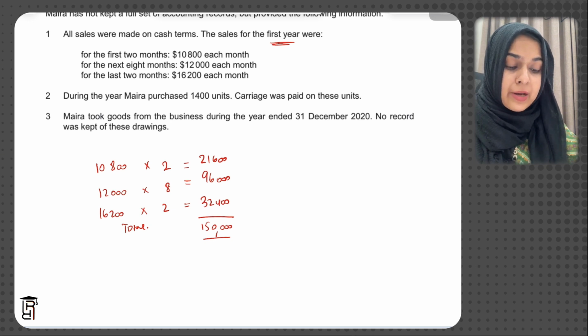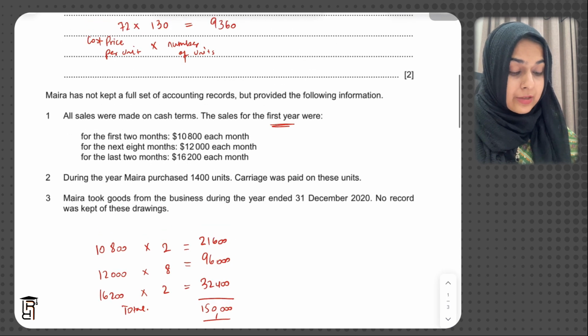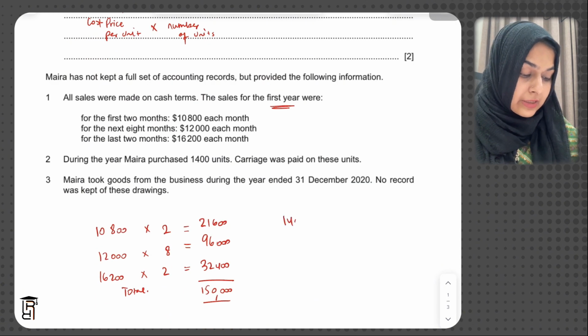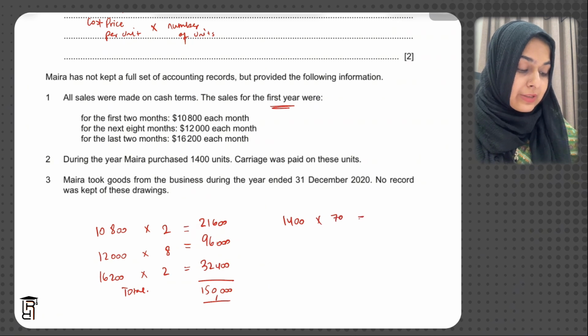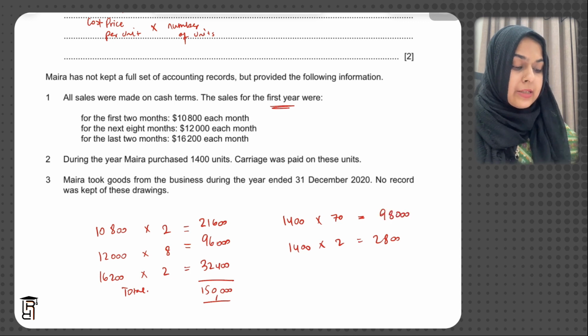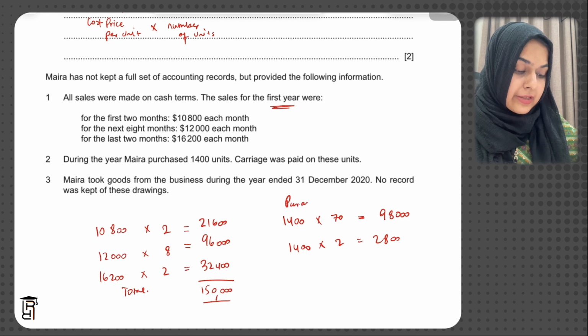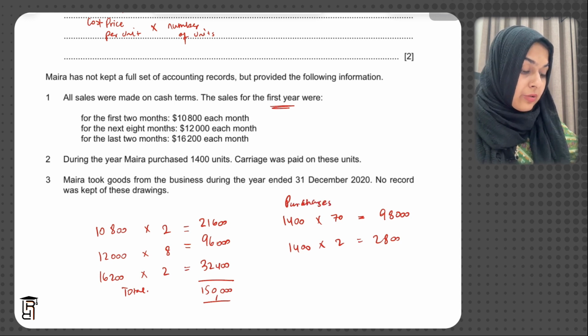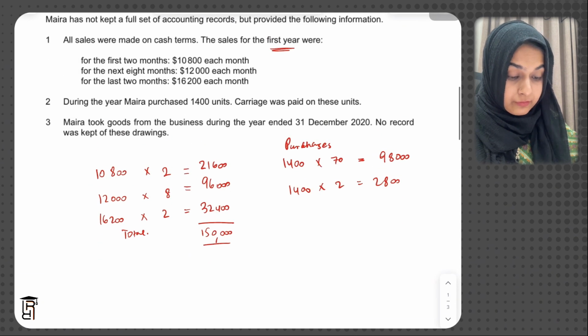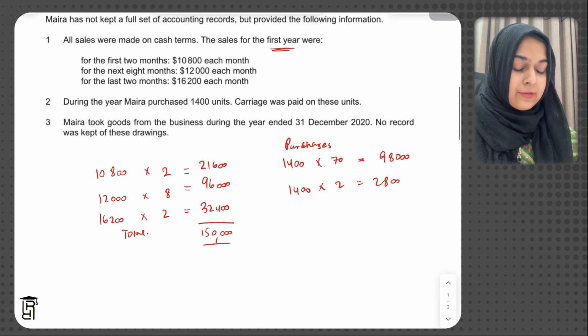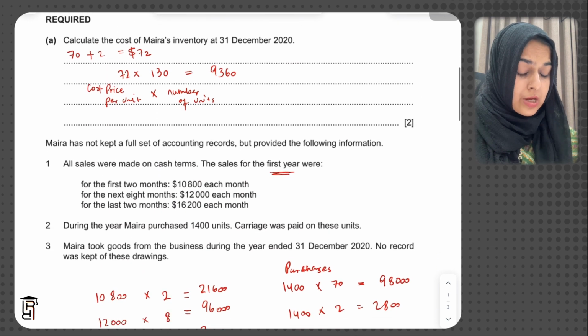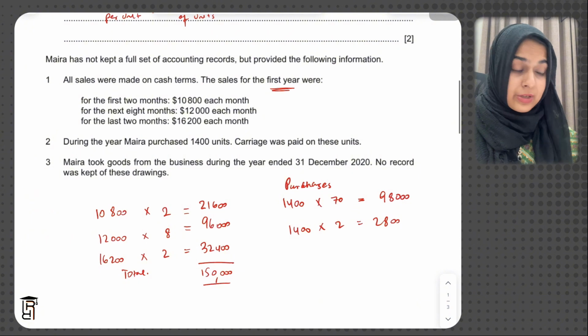Then they are saying during the year, Myra purchased 1,400 units. Carriage was paid on these units. So 1,400 into 70 is my purchases, and 1,400 into $2 is my carriage inwards. So 1,400 into 2 is 2,800, and 1,400 into 70 is 98,000. So my purchases is 98,000 and my carriage inwards is 2,800. I know my closing inventory as well, this is 9,360. I know my total revenue, that is 150,000.